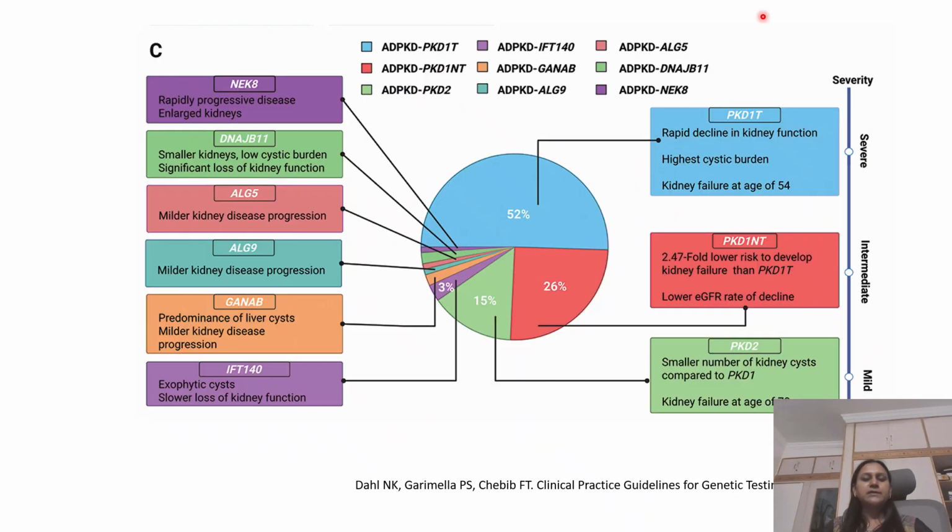This figure ties the 8 ADPKD-related genes to genotype-phenotype correlations with the prevalence pie chart. It is a good reference for whom to test and what the genes mean. The article is from Kidney News by Dahl NK et al. So you can see here that 52% is PKD1 truncating, 26% is PKD1 non-truncating, 15% PKD2, and the remaining 3% are all the minor genes listed here.